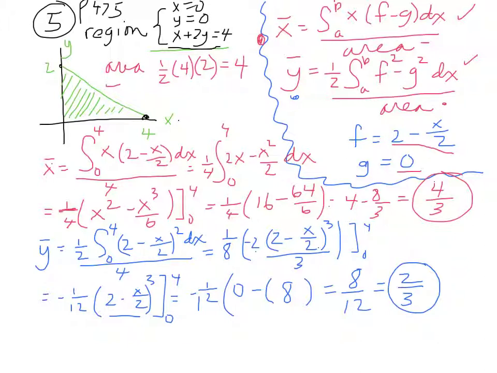And actually, whenever we do this problem, if we have a right triangle like this, where this point right here is A, and this point up here is B, the center of mass is going to be at A over 3 and B over 3 as the x and y coordinates.